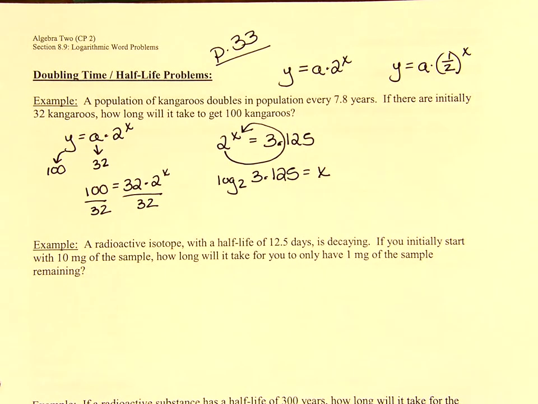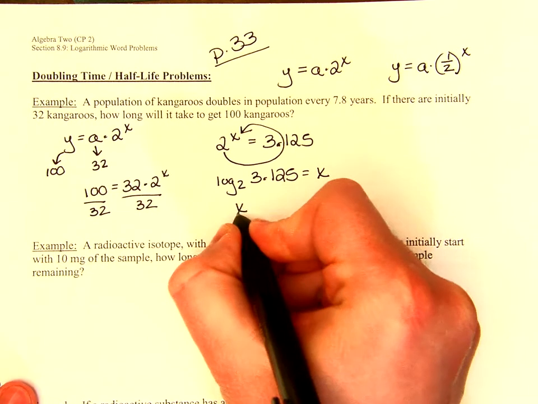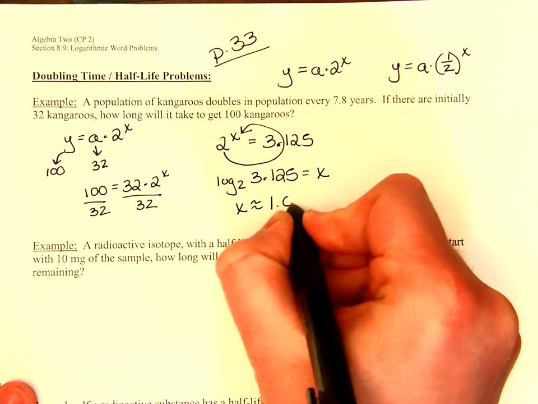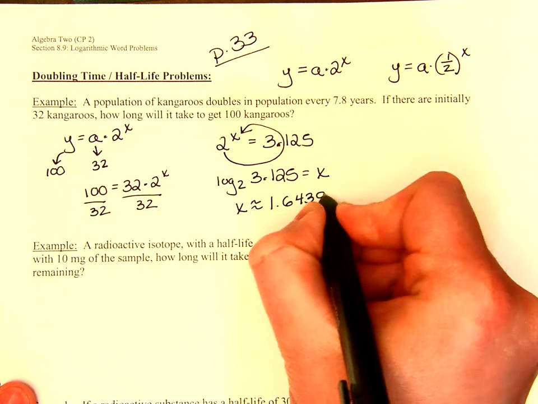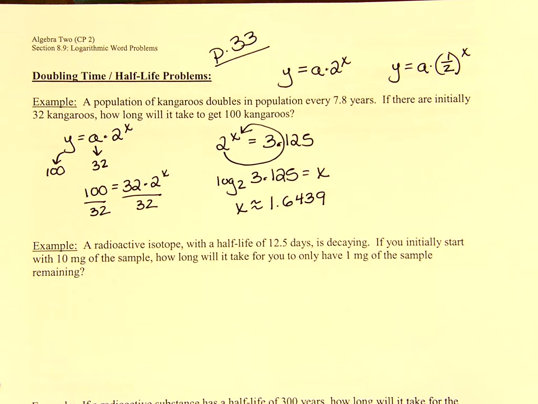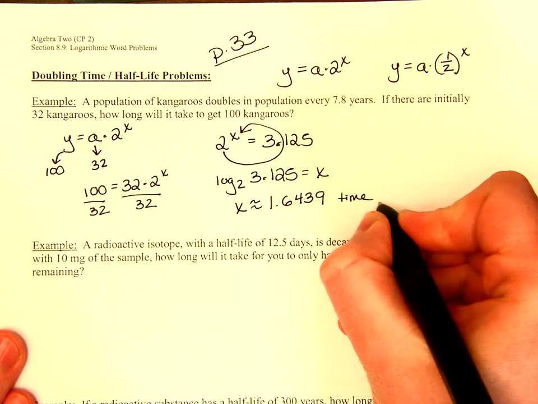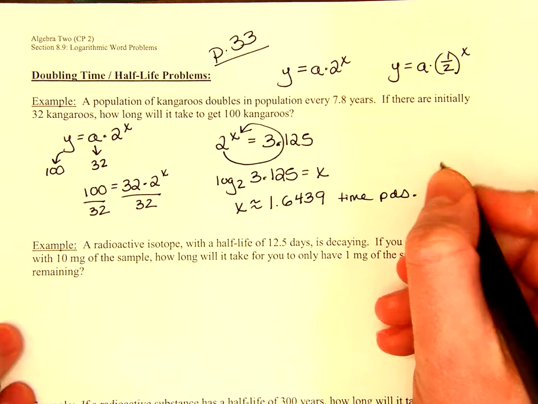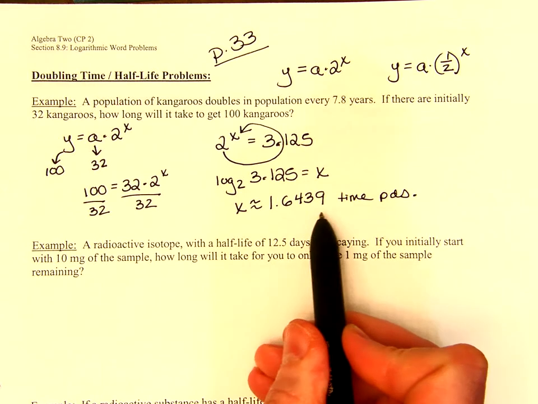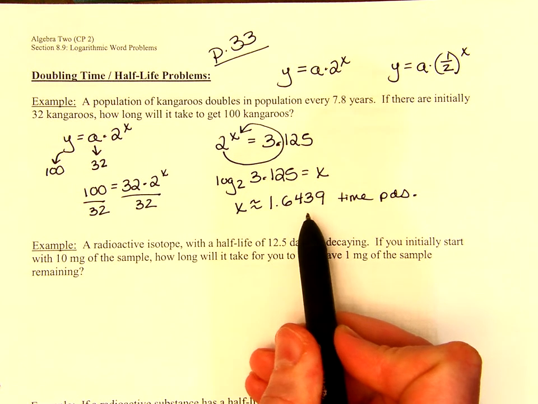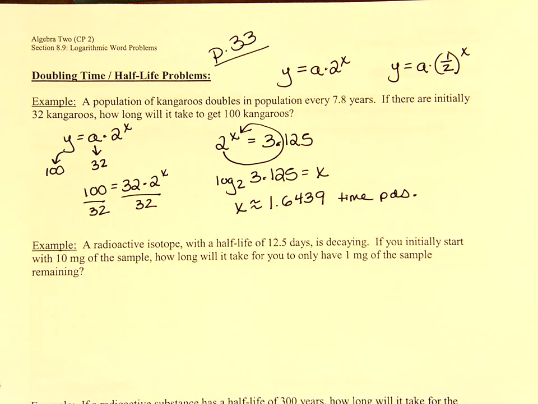Go to your calculator and use your change of base formula, and I'm going to say log of 3.125 divided by log 2, which should give me x is about 1.6439 or so. However, I'm not done. The power with doubling problems and half-life problems represents the number of time periods. So I know that I need to wait 1.6439 time periods for the population to get to 100 kangaroos.